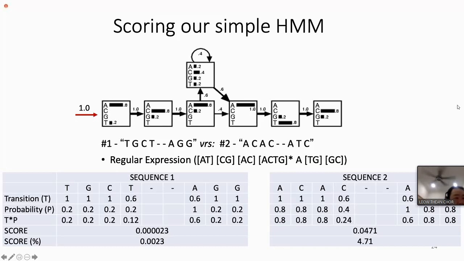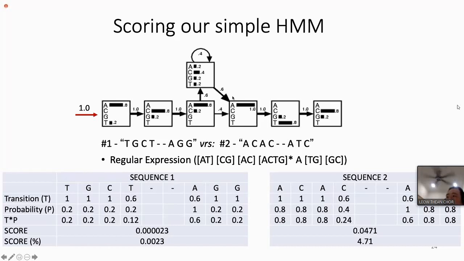So at column 1, for the first sequence it is T. When you look here, the T is 0.2, and the transition probability is 1. 1 times 0.2 equals 0.2. And then for the second column it is G. G here is 0.2, and the transition coming in here is 1.0, times 0.2, you get 0.2. And then the third column is C. C is 0.2, and the transition here is 1 times 0.2, you get 0.2.